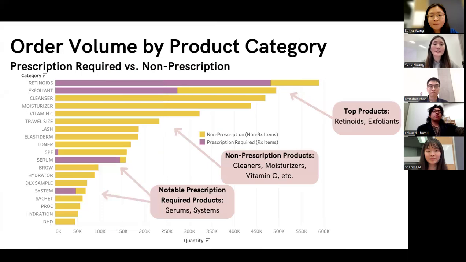This bar chart compares the total quantity of products ordered across various categories, distinguishing between non-prescription items in purple bars and prescription-required items in yellow bars. Among all categories, retinoids have the highest volume, with a significant portion being prescription-based. Meanwhile, cleansers, moisturizers, and vitamin C products are top sellers, but mostly non-RX, reflecting their broad accessibility. While most categories primarily consist of non-RX products, serum and system categories feature a notable share of prescription-required products, underscoring the importance of specialized medical-grade treatments.